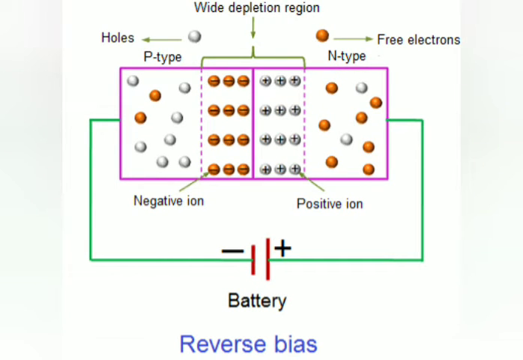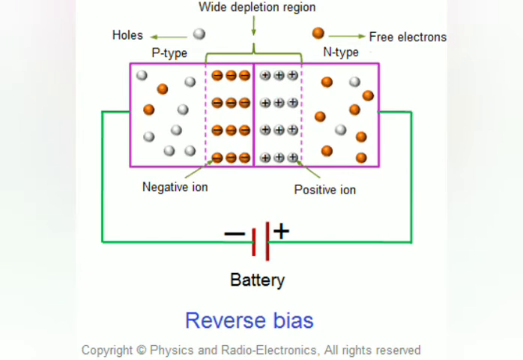due to which the width of the depletion region in the reverse bias increases, due to which the resistance in the reverse bias also increases. So that's the reason that the diode does not conduct in the reverse bias.